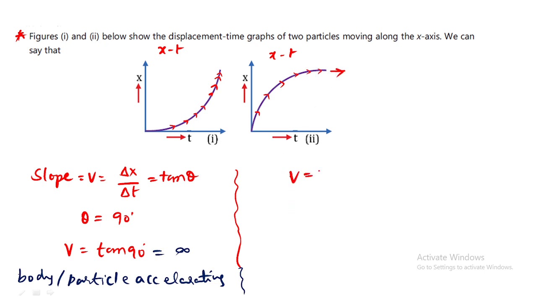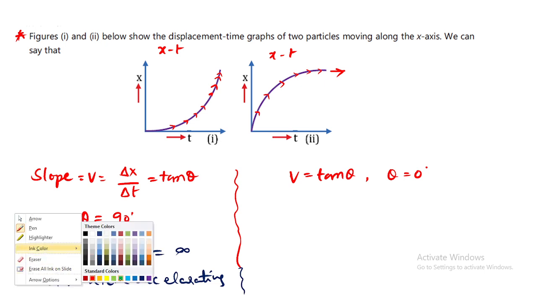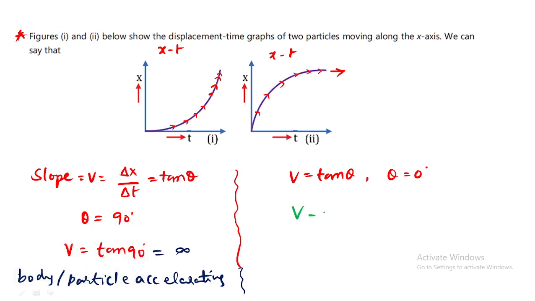Then what happens if V is equal to tan theta? The theta value is how much now? 0 degrees. So if tan theta is 0, then what happens? Tan 0 is 0. Yes or no? So now I cannot say 0 directly. How would I say it? The particle is going to be positive, but here the particle is trying to become 0. Yes or no? It becomes means it is coming to 0 only.